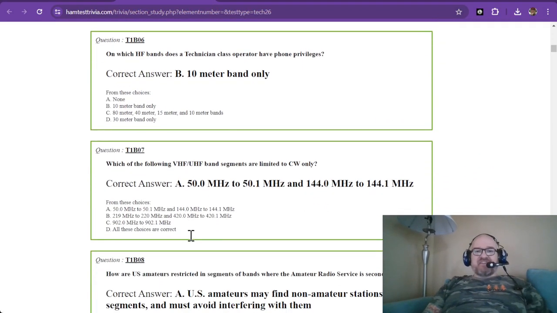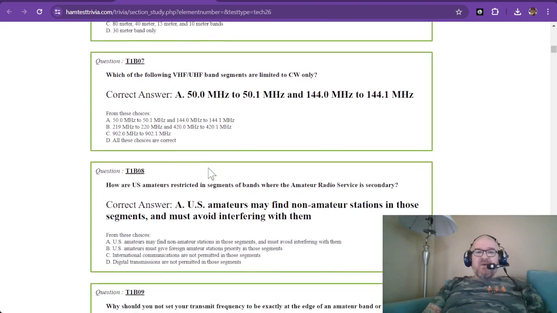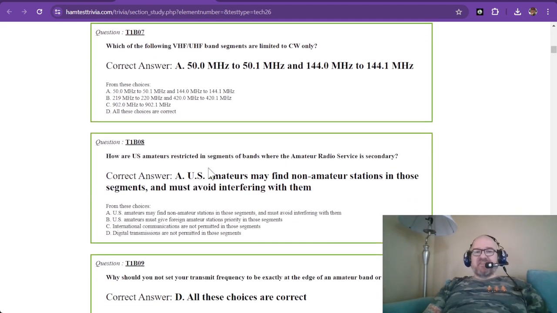On which HF bands does a technician class operator have phone privileges? We just discussed this. 10 meters is the only band that a technician has phone privileges in HF. 6 meters is considered VHF because it's above 30 megahertz. Which of the following VHF-UHF band segments are limited to CW only? The correct answer is 6 meters and 2 meters.